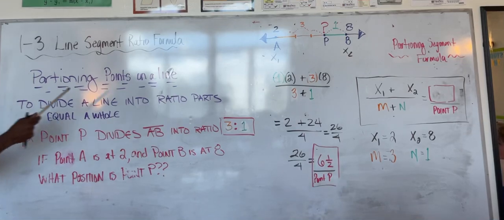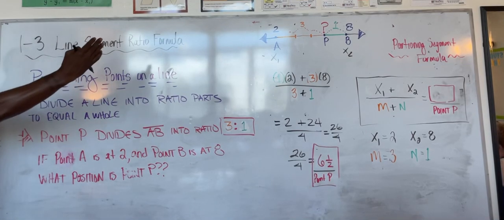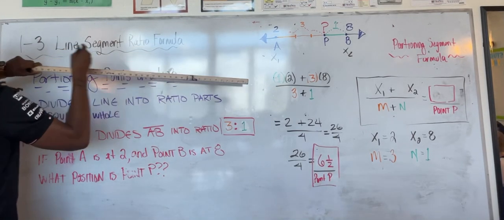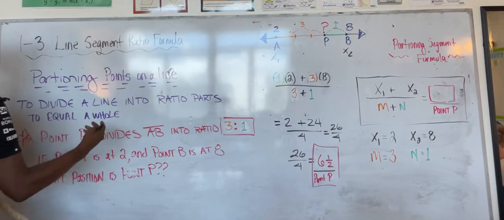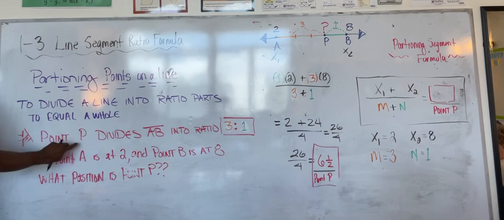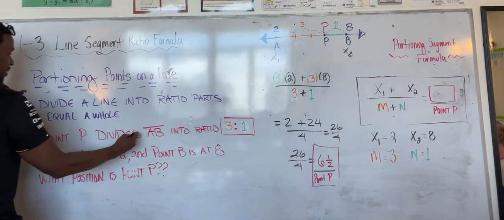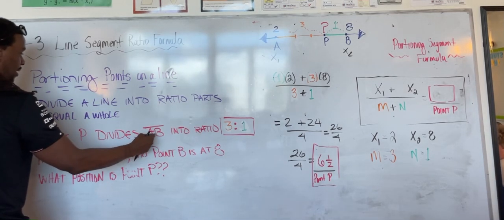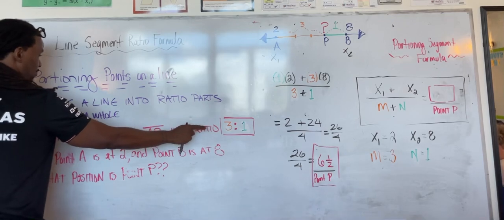Let's divide the line into an even ratio, where you take the entire length of a line and chop it into even parts based off of the directions they gave you. So in this example, they're telling you that point P divides line segment AB into a ratio of 3:1.